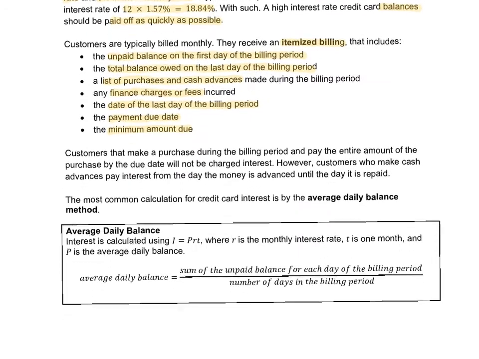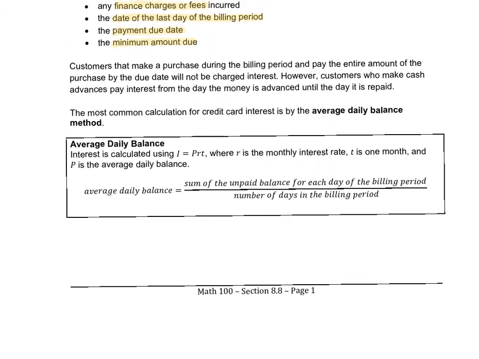If you happen to pay off the entire amount of your purchase by your due date, you will not be charged interest. So that's always the best thing to do, is pay off all or at least most of what you've charged so you don't get a high interest cost. However, that's different when you make a cash advance. So when you make a cash advance, you pay interest from the day the money is advanced until the day it is repaid.